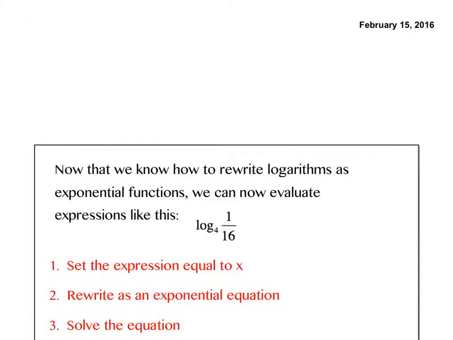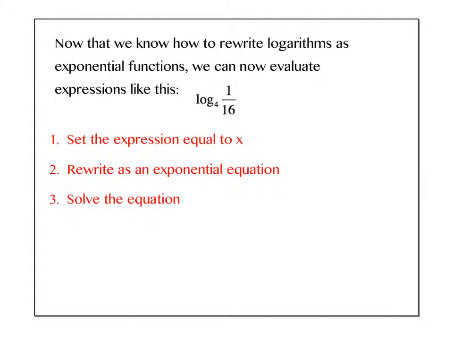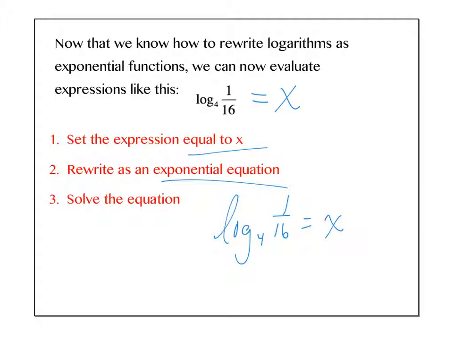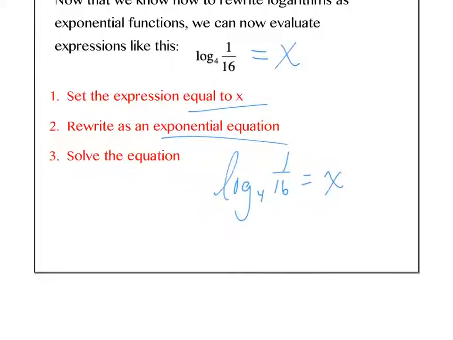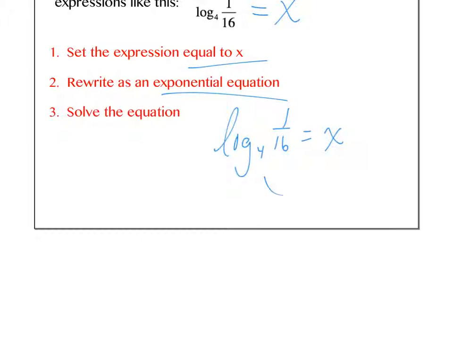So let's do this here. Now that we know how to rewrite logarithms as exponential functions, we can now evaluate expressions like this. The log base 4 of 1 over 16. Well, we're going to figure out what it equals. So the first thing we'll do is set it equal to x. We'll rewrite as an exponential equation. So the log base 4 of 1 over 16 equals x. Now, knowing what we know about our log loop, we can rewrite 4 to the what power, in this case x, equals 1 over 16.